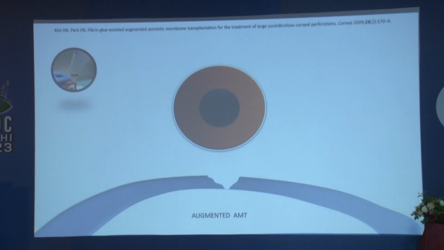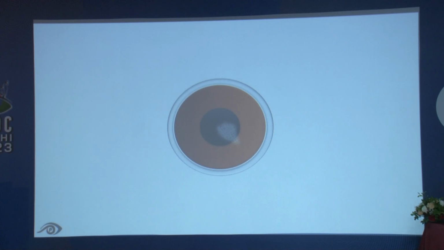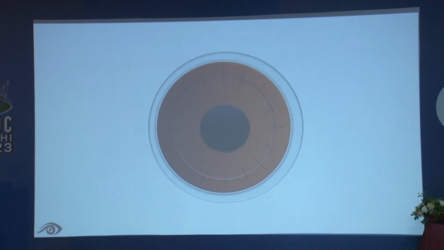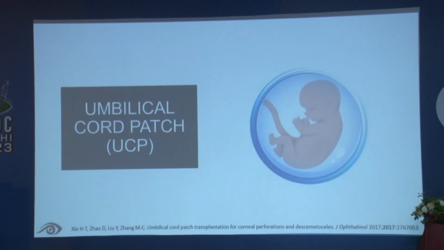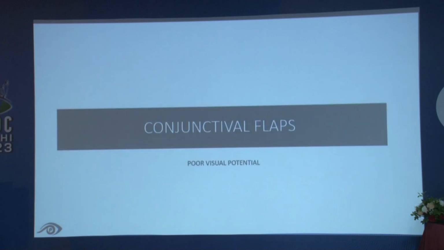Another method is called the augmented AMT, where you use 5 to 7 layers of AMT and then fill that perforation. And then you can use another layer of AMT and then suture and augment it with the fibrin glue. The main aim is you have to wait for it to scar. Once it incorporates into the cornea, it's going to scar, and then you can place a keratoplasty in future if it's in the visual axis. Some studies have also been tried using the umbilical cord patch as well.